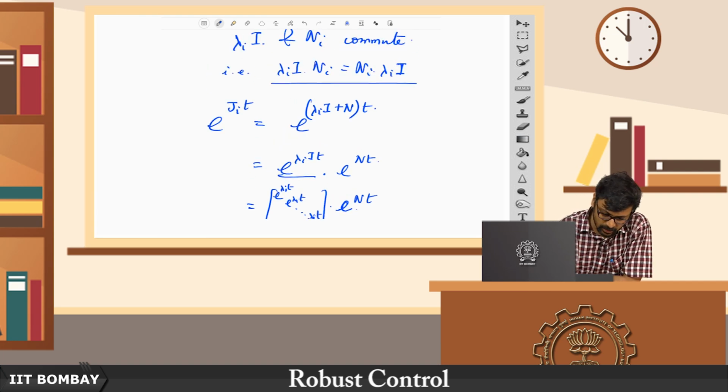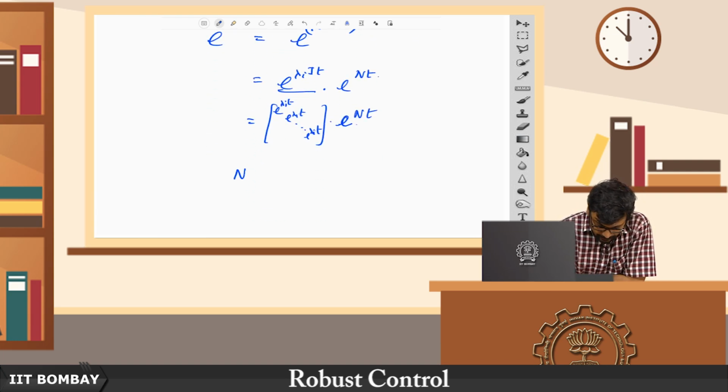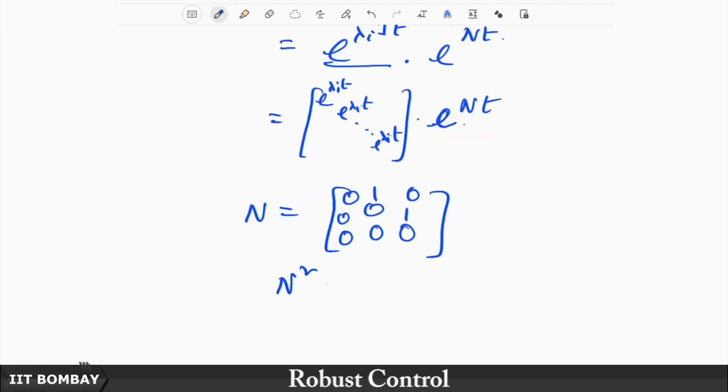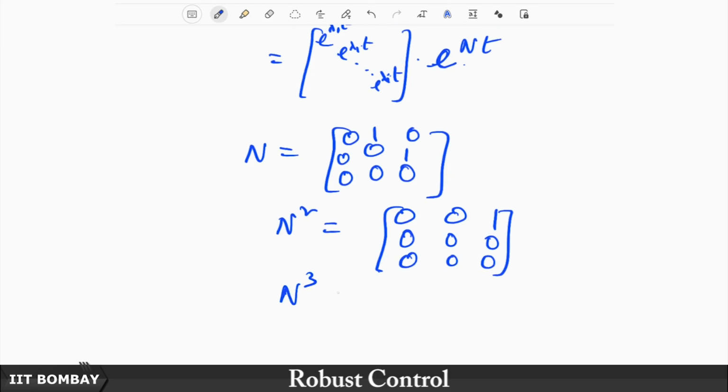Well, here is what is special about this matrix N. Look at this matrix N. Let us take the 3 by 3 case, and the general case will be very straightforward: 0 1 0, 0 0 1, 0 0 0. Look at N squared. What is N squared? You can just check. I already know it, so I am not going to compute it by hand, but you can check that this is going to be 0 0 1, 0 0 0, 0 0 0. And now if you go to N cubed, this is going to be the matrix of all zeros.